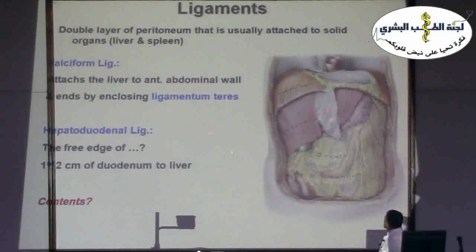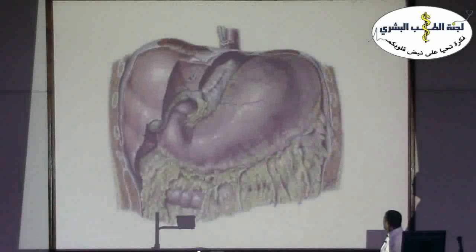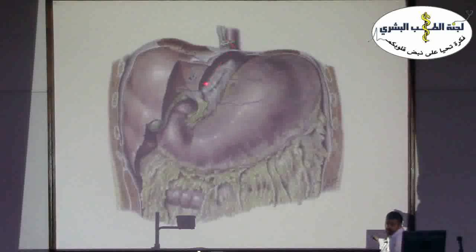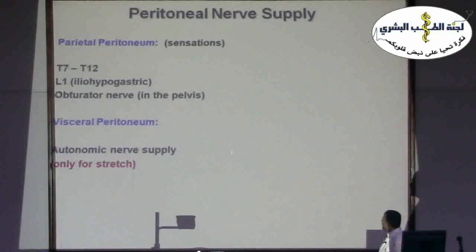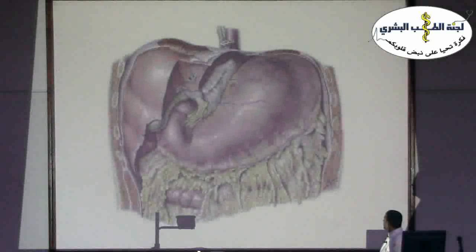The other part is the hepatoduodenal ligament. Did you hear about it? Hepatoduodenal ligament. Then add another ligament, the hepatogastric ligament, the remaining part of the lesser omentum. So from stomach to the liver, it's lesser omentum. From liver to the stomach, hepatogastric ligament. Same thing, different names for the same structures.